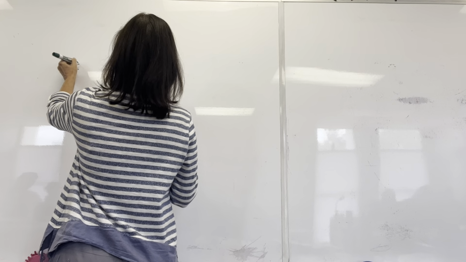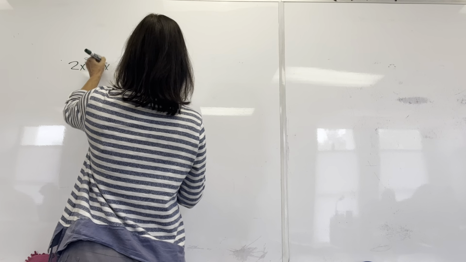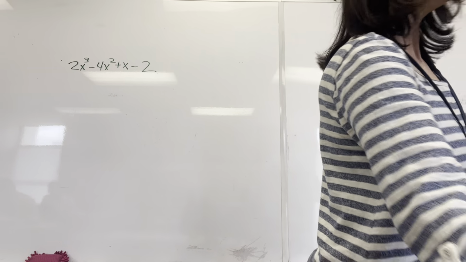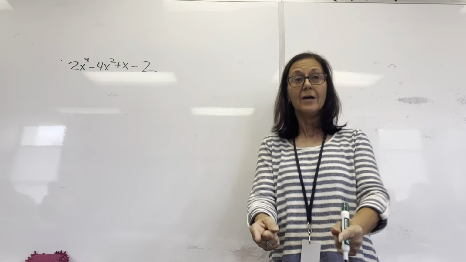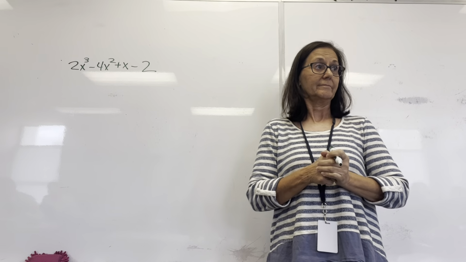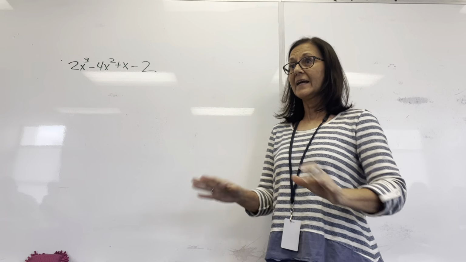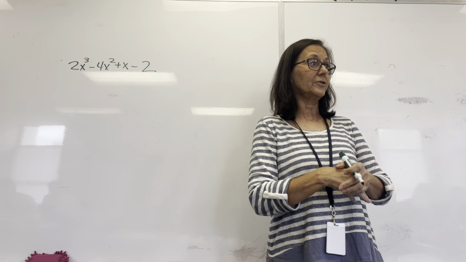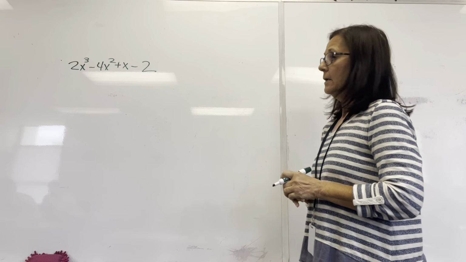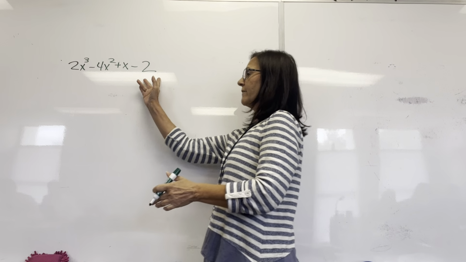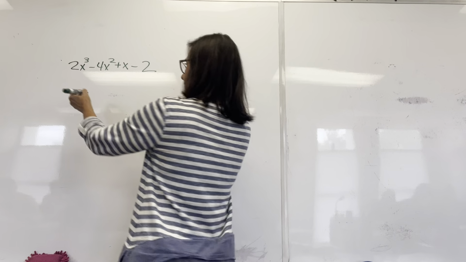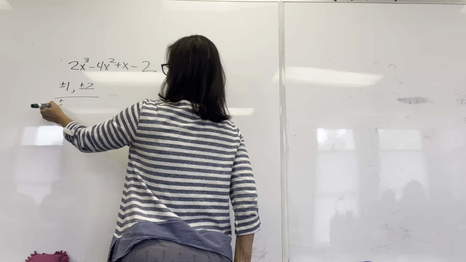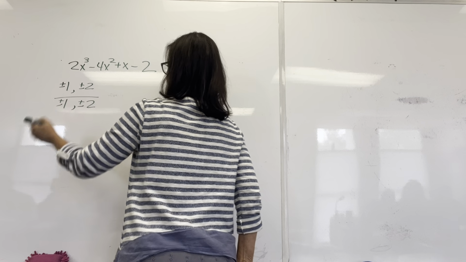13. 2x cubed minus 4x squared plus x minus 2. We need to find only one rational zero. Then we're going to use synthetic division, making it an x squared. And then we're going to use the quadratic formula to find our other two solutions. Okay? All right, so we'll do the rational zero test. Factors of 2 over factors of 2. So it's plus minus 1, plus minus 2 over plus minus 1, plus minus 2.